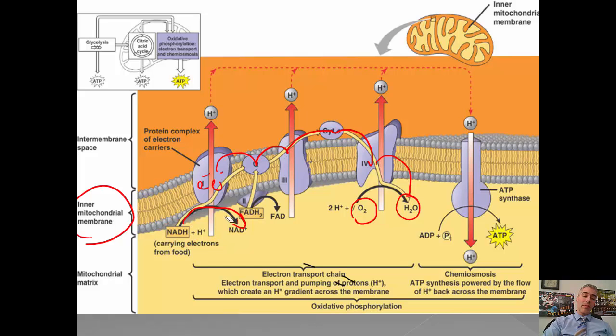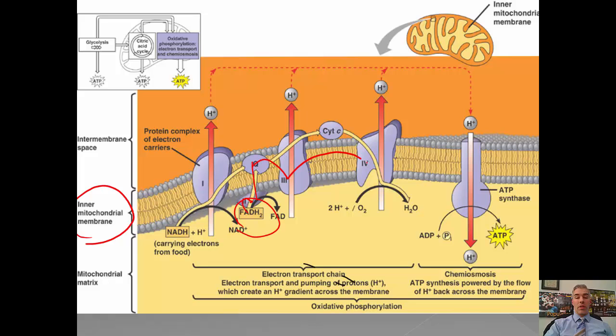So why did we skip complex 2? What's the point of it? FADH will pass electrons from complex 2 to coenzyme Q to 3 to 4 and eventually onto water. There's a difference there that we're going to talk about once you understand the purpose of passing these electrons from complex to complex.